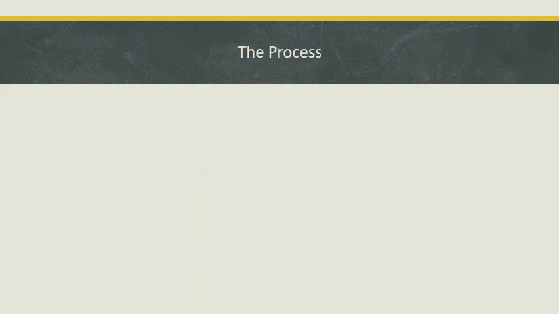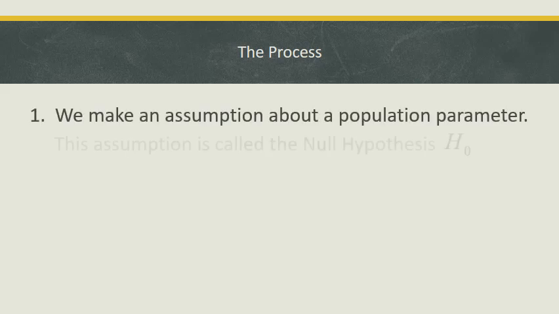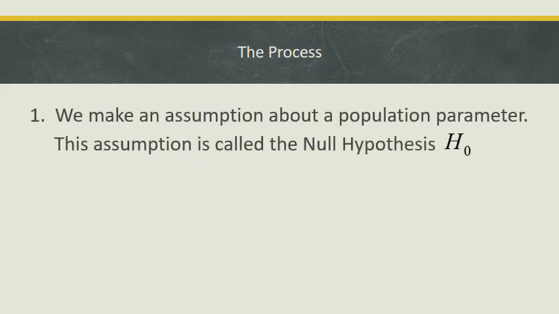So here's the process of the test. You begin by making an assumption about a parameter. This assumption is called the null hypothesis. The parameters that we have looked at so far are the population mean, mu, and population proportion, p. You'll learn more tests about more parameters next term as well. So you make an assumption that the parameter equals a certain number.